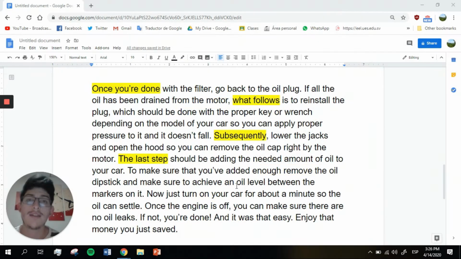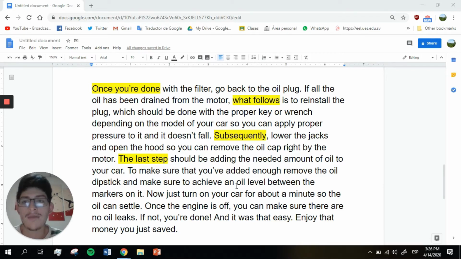To conclude this essay, here we have the last paragraph, which will include the conclusion. This conclusion will also be linked to that main idea and to the thesis statement that you had in your first, introductory paragraph. We also find the other keywords that we were talking about. For example, once you're done, what follows, subsequently, or this one, which is very important, the last step, which indicates that we are coming to the end of this essay and the process.